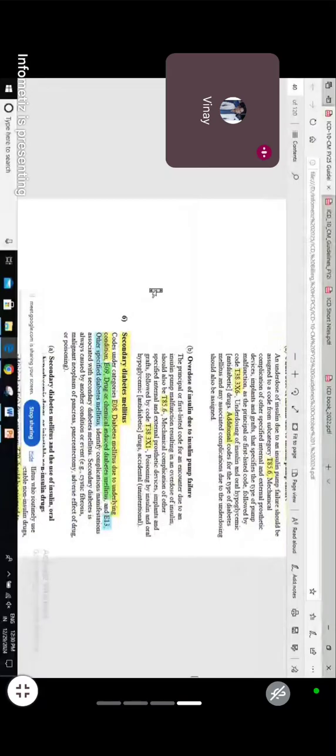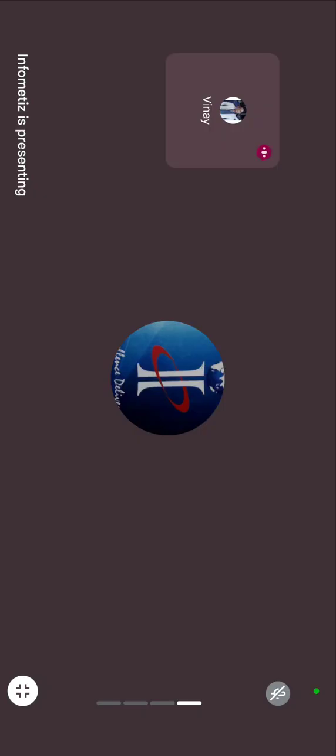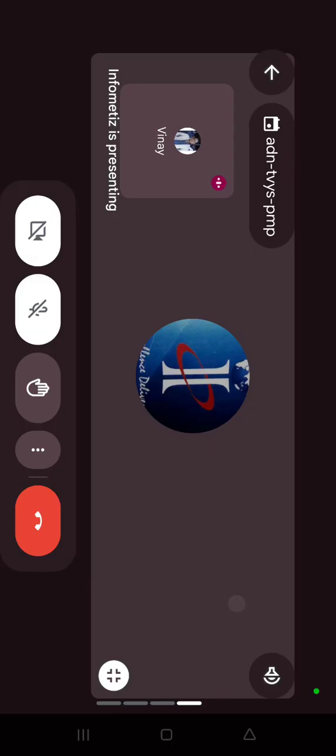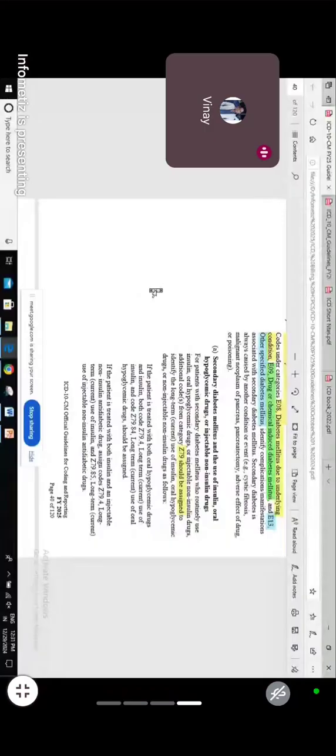Secondary diabetes: E08, E09, E13. For E08, six diseases are documented there, right? If diabetes is because of those diseases, then you have to code E08. If diabetes is because of some drugs and chemicals, you will code E09. If any other condition apart from these two causes diabetes, you will code E13. Good?